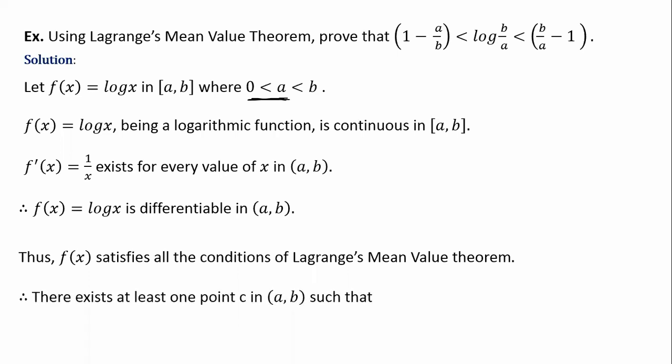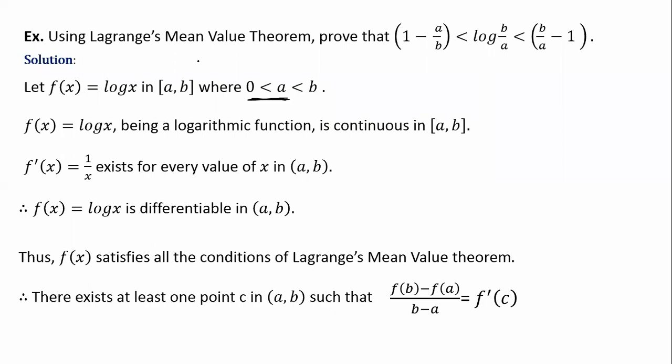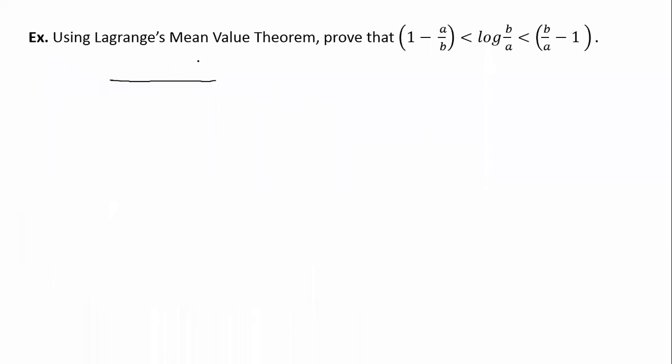Therefore, there exists at least one point c in the open interval a to b such that (f of b minus f of a) upon (b minus a) equals f dash of c. Now you have to please help me to solve this further. Can you tell me (f of b minus f of a) upon (b minus a)? What is f of x? Have you forgotten? See, everything is in front of you. f of x is log x. f dash of x is equal to 1 upon x.